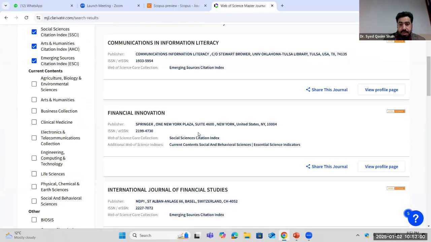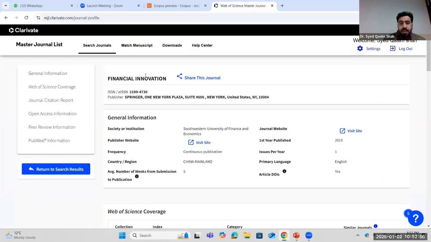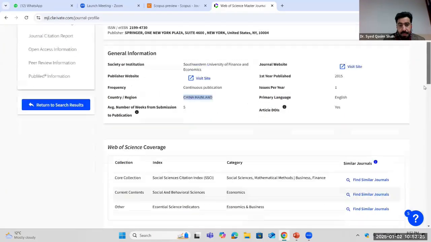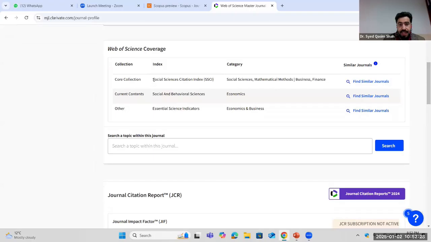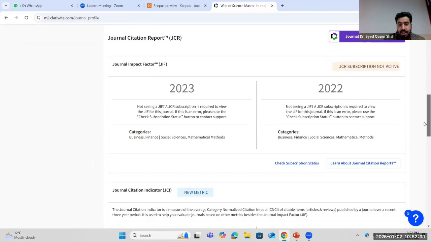Then I'm interested in the journal Financial Innovation, so I go to Web of Science. Okay, this journal has an ISSN. Springer is the publisher. You see, finance and economics. The first year it was published was 2015. It is from mainland China. It covers the SSCI index, right? The core collection, social and behavioral sciences, and other essentials. Other information: JCR, journal impact factor.